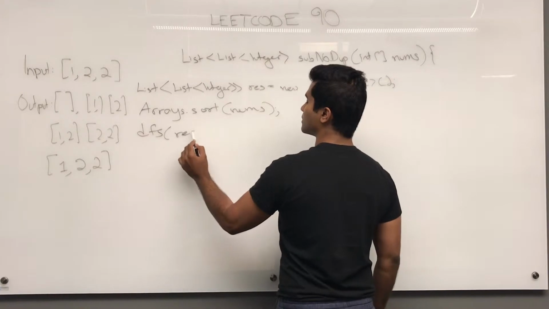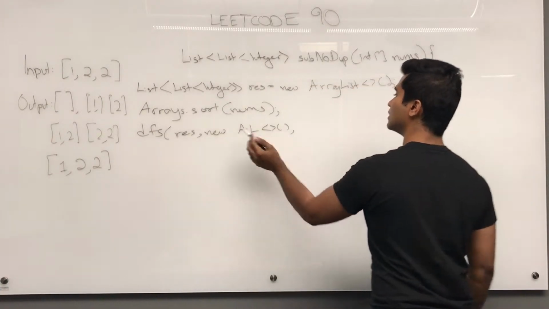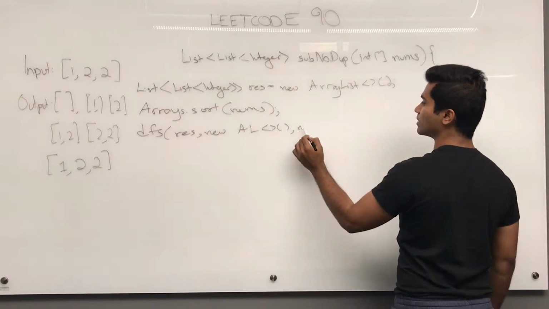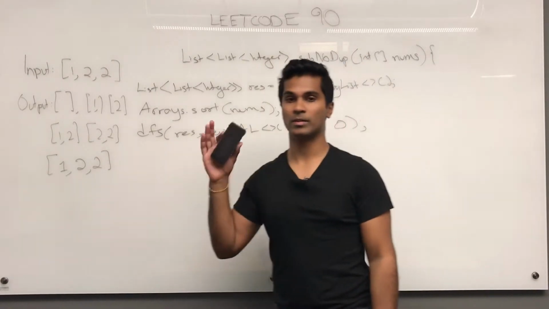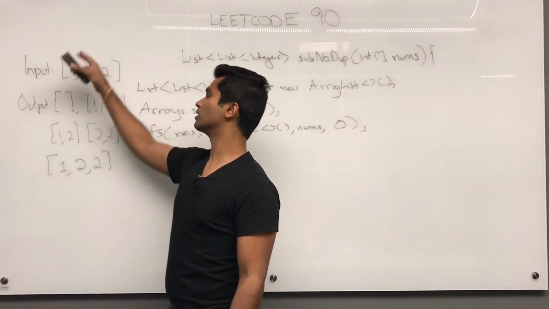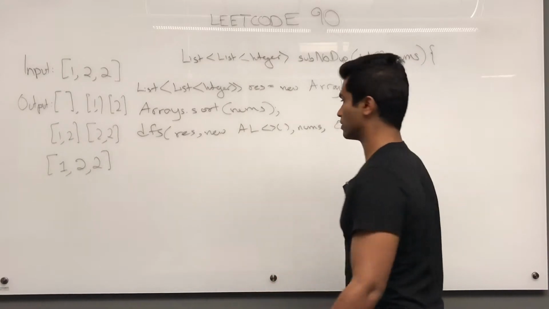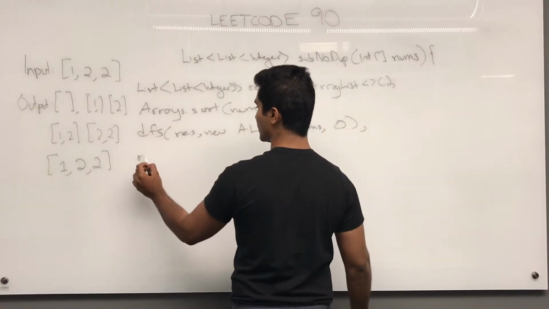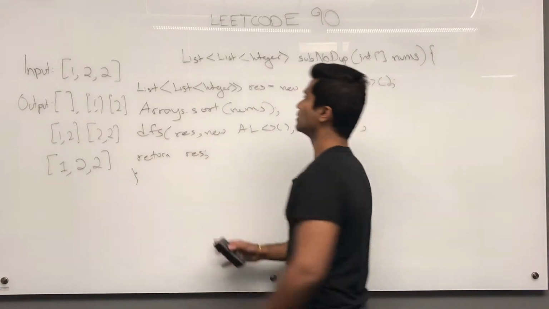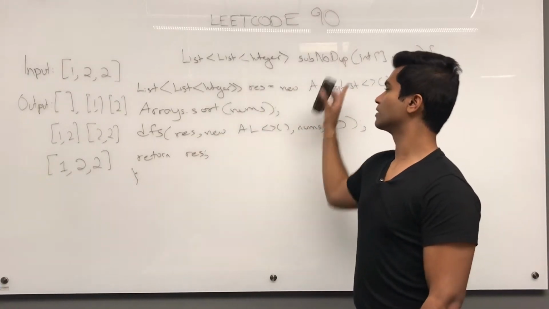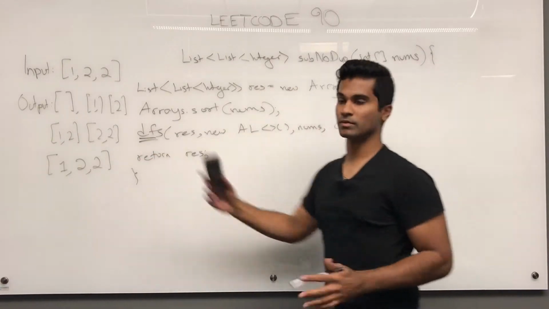DFS res, new array list. This is a temporary. Then we pass in the array itself, and then we pass in 0, which is going to be kind of like the position. So we start with the 0 position, and then each recursive call is going to be going +1, +1, +1. Then we return res. So that's the main method that is going to run the function. Now let's get into this recursive DFS function.